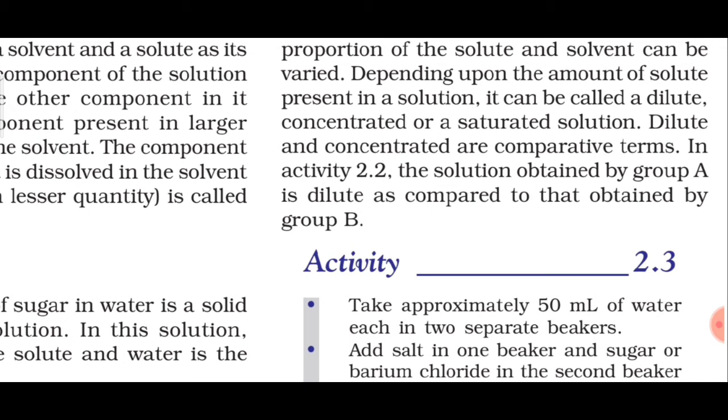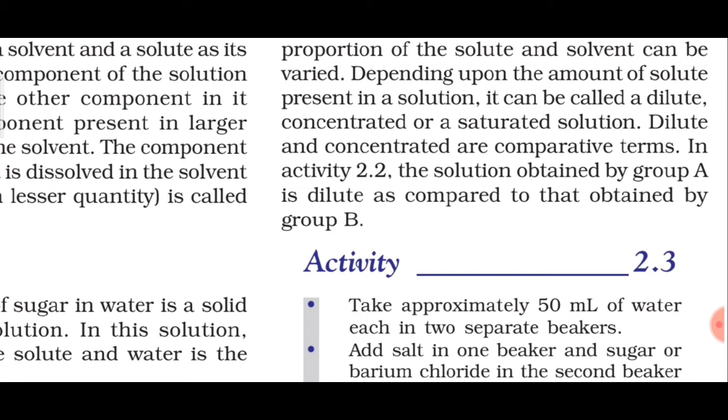Now dilute and concentrated are comparative terms. So how to understand this? The solution obtained by group A is more dilute as compared to the solution which group B has obtained, or you can say that the solution of group B is more concentrated than the solution of group A. So that is why we use the terms dilute and concentrated in a comparative manner. In activity 2.2, the solution obtained by group A is dilute as compared to that obtained by group B.